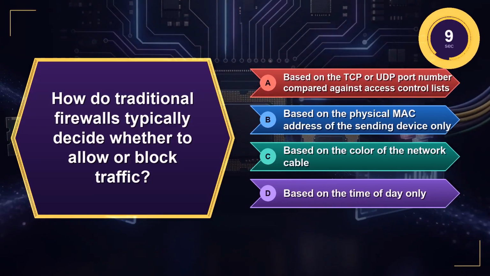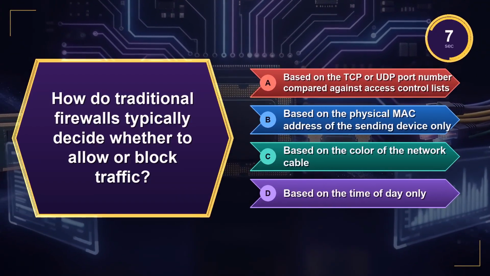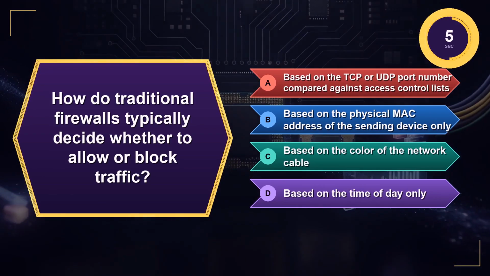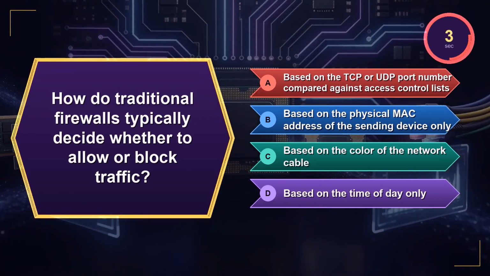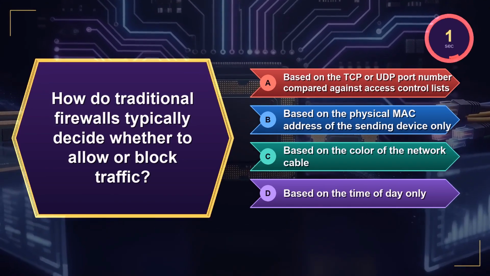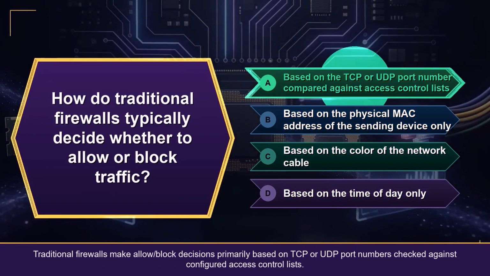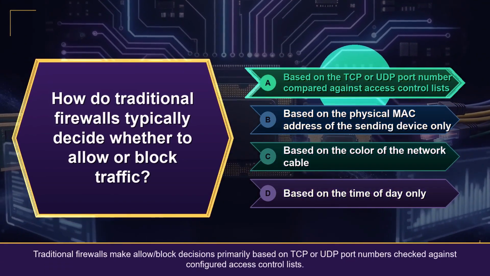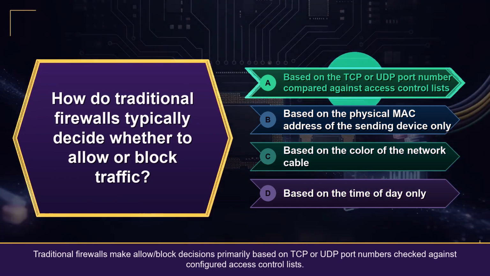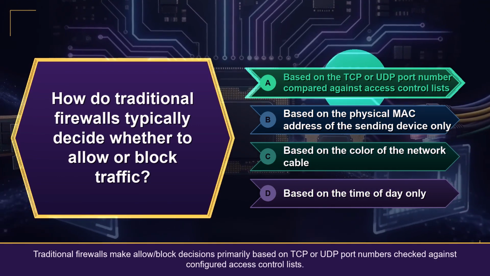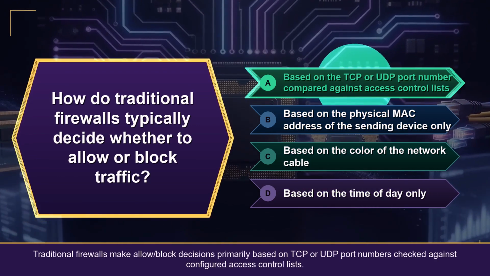How do traditional firewalls typically decide whether to allow or block traffic? Traditional firewalls make allow/block decisions primarily based on TCP or UDP port numbers checked against configured access control lists.